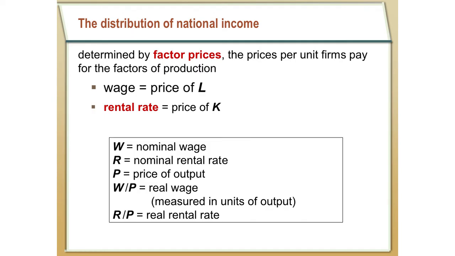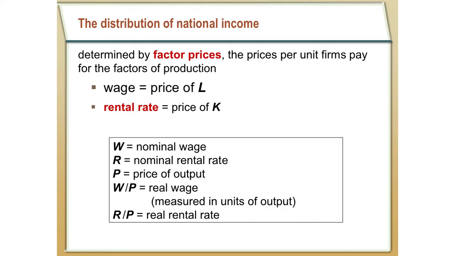In the last slide, we looked at how the goods and services are produced in the economy. So who gets all of the income that's generated by the production of those goods and services? That's what we refer to as the distribution of national income. Ultimately, the distribution of income is determined by factor prices.